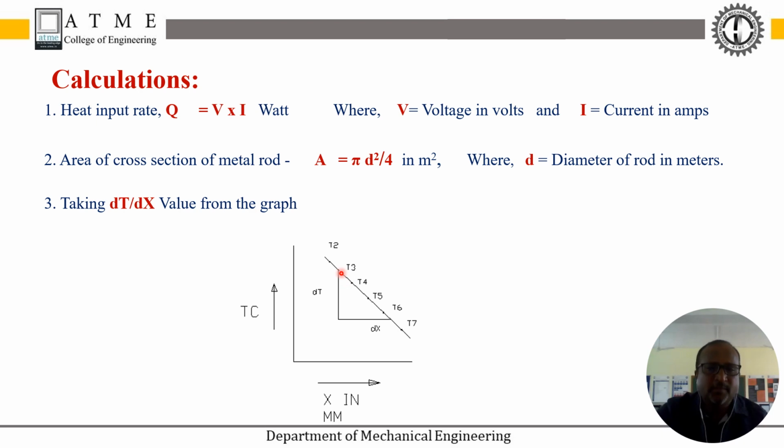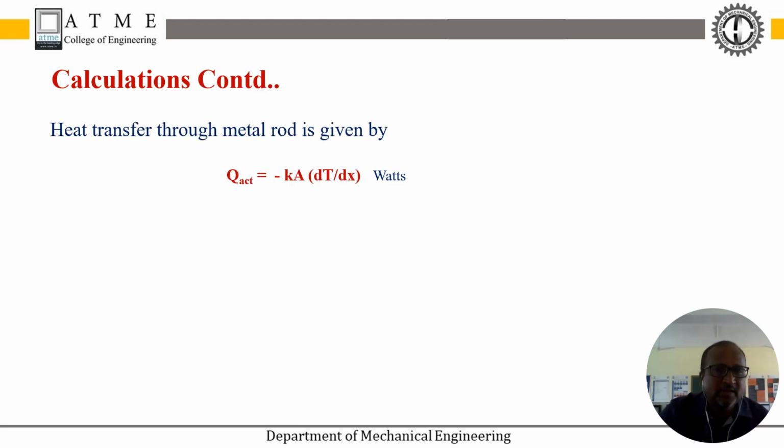At a very straight portion of the curve, we are going to take dt and dx value, temperature and distance value, and dt by dx is going to be calculated using the graph. And that is taken to this equation, where we are going to substitute in the Fourier equation q is equal to minus ka dt by dx. The same is written for k as k is equal to minus q actual by A into dt by dx watts per meter Kelvin.